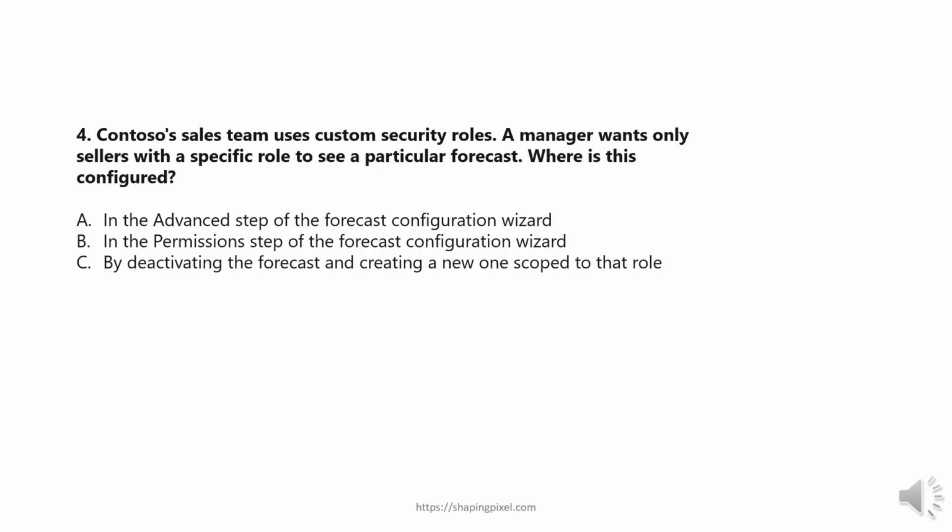Contoso's sales team uses custom security roles. A manager wants only sellers with a specific role to see a particular forecast. Where is this configured? A, in the advanced step of the forecast configuration wizard. B, in the permission step of the forecast configuration wizard. C, by deactivating the forecast and creating a new one scoped to that role. Correct answer is option B.